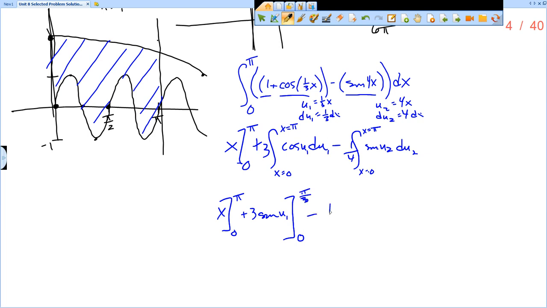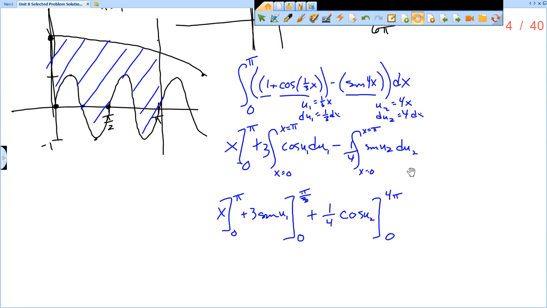All right, minus 1/4. Now, what is the integral of sine of u sub 2? So the integral of sine is negative cosine. So cosine of u sub 2, I'm going to put a negative in front to make that a plus. And then I'm going to evaluate from what to what? Well, from 0 to pi for x's. So if I plug in pi here, I get 4 times pi. So that's going to be 4 pi. And then if I plug in 0 here, I get 0.